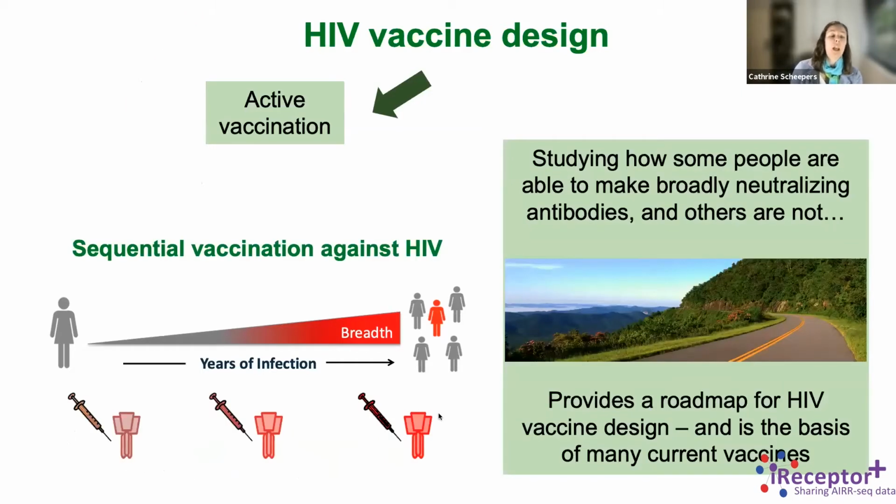So we use this information really as a way of providing a roadmap for vaccine design. And one way of doing this is using this information in a sequential vaccination setting. And I'll talk a bit more about that a little bit later.